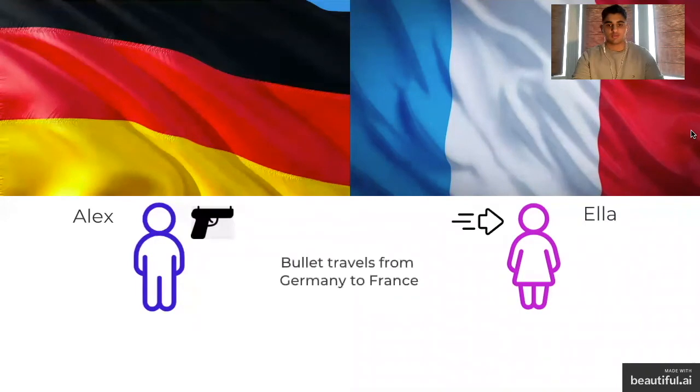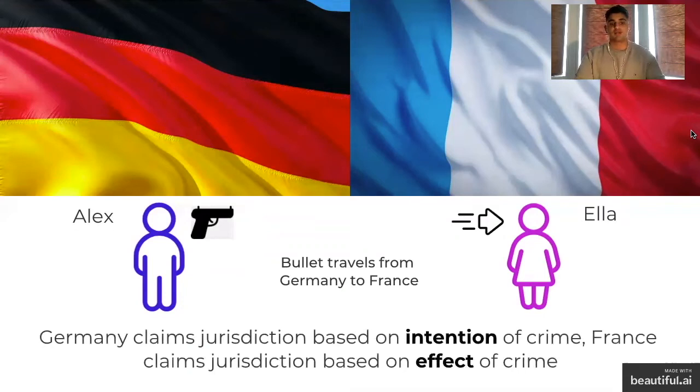Well, because the bullet travels from Germany to France, what we would say here is that Germany claims jurisdiction based on the intention of the crime. So that would be the subjective intention. And then France claims jurisdiction based on the effect of the crime, the objective effect. Both of these two countries have valid legal arguments to prosecute Alex. But what would normally happen here is France and Germany would get into a room, and like we discussed before about international dispute settlement, they'd come to a negotiation or an agreement as to who is going to prosecute Alex, right?